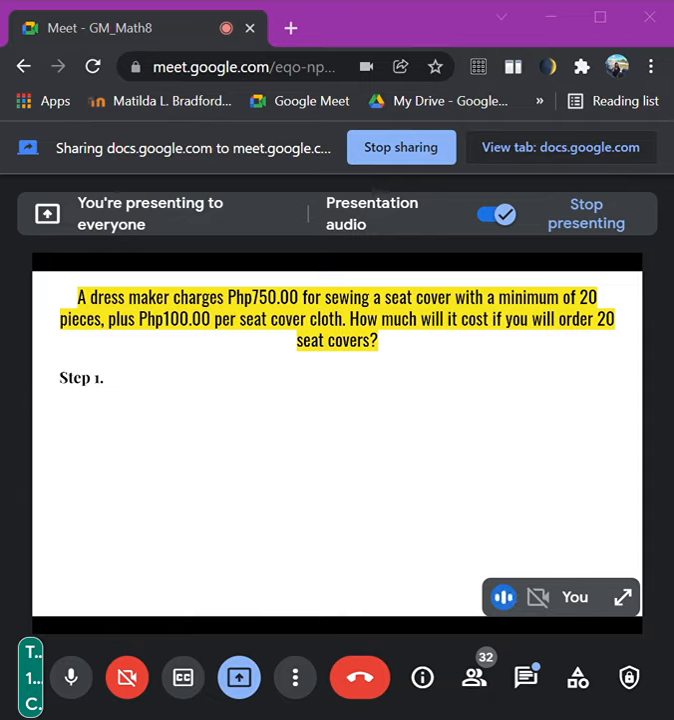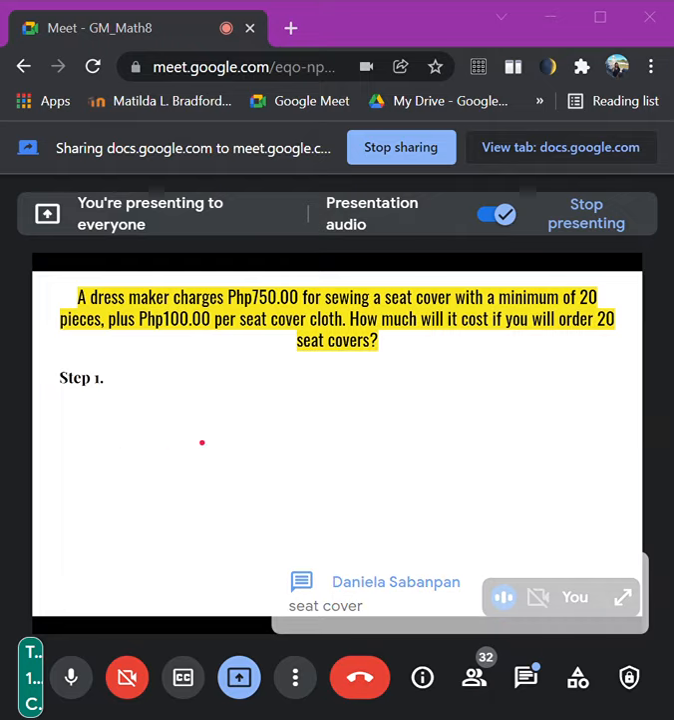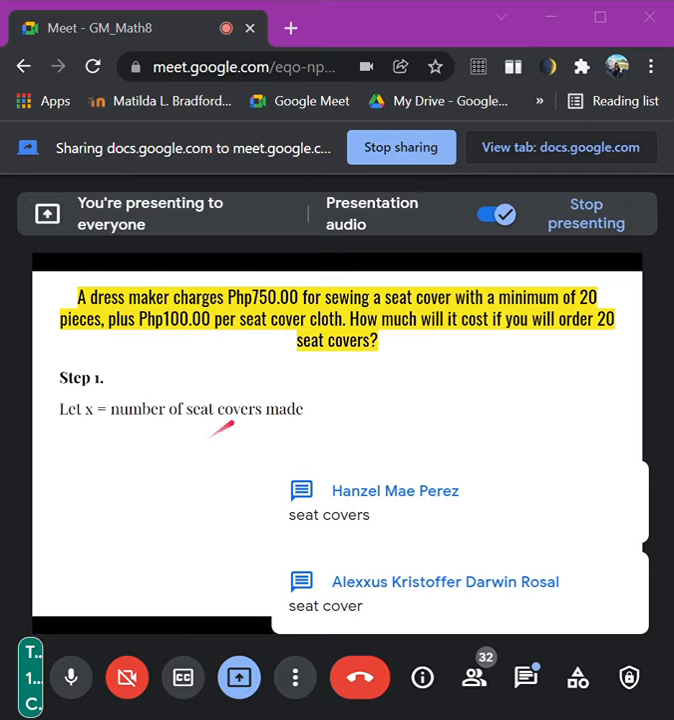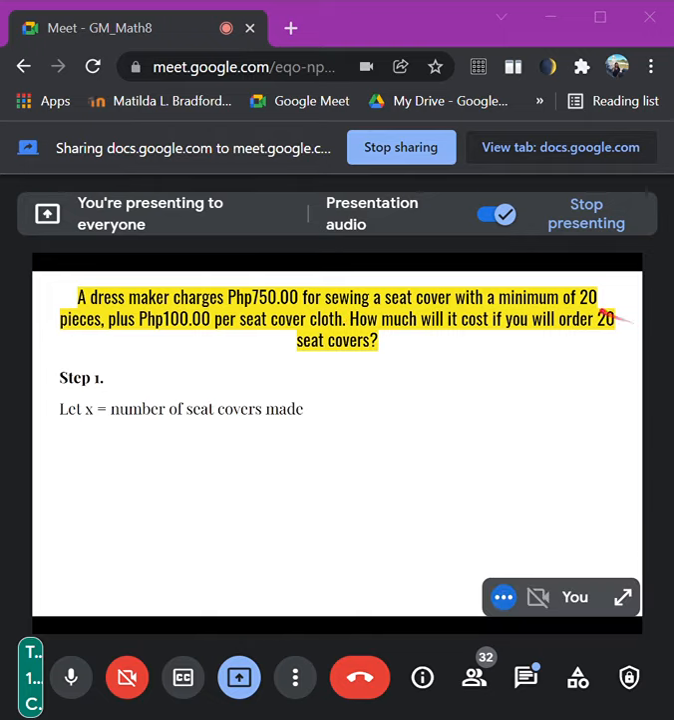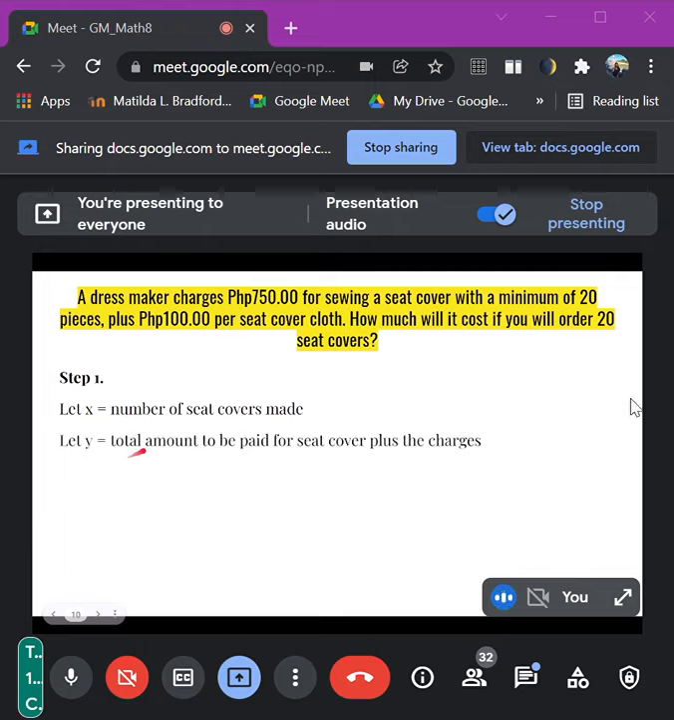So, mag-use man ta og x og y diri kay two variables. So, unsa itong gamiton nga x, class? The seat covers or ang atuang money? Okay, actually that is the seat cover. Diba, niingon ako ganina nga ang y is mauna siya ang atuang gipangita. Unsa may gipangita diri? Diba, kwarta? Money because how much? So, ang how much mauna siya yung gamiton as your y, which is the total amount to be paid for seat cover plus the charges. Okay, so your x will be your number of seat covers.